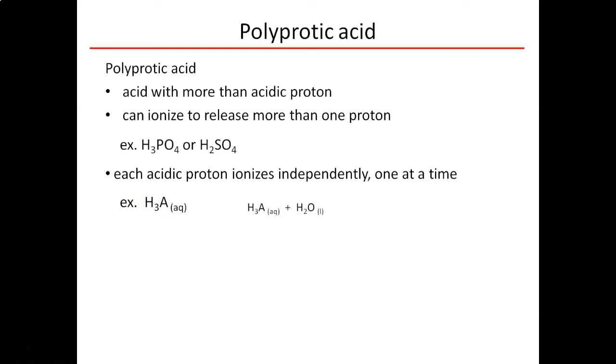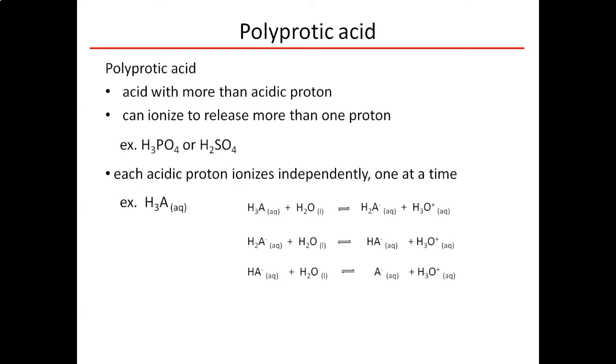Each one comes off. First my first acidic proton comes off, then my second acidic proton will come off, and then finally the third acidic proton will come off. Because each of these is an independent equilibrium equation, they all have their own equilibrium constant or ionization constant, and they would all have their own equilibrium expression.